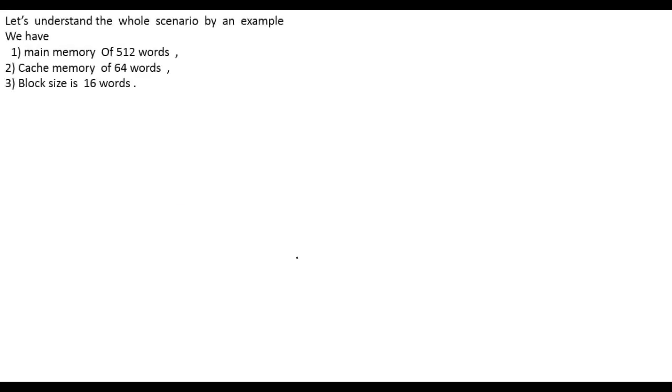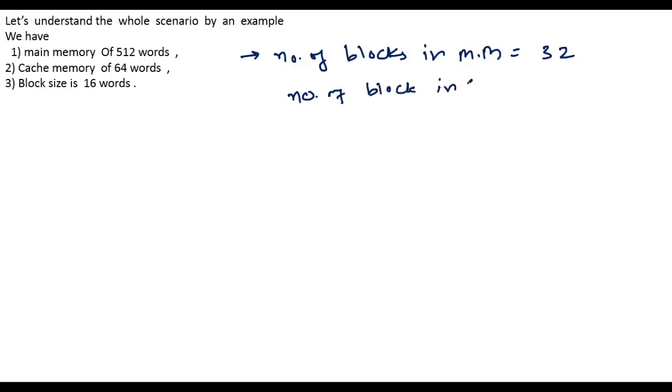So we have a main memory of 512 words, a cache memory of 64 words, and the block size is 16 words. That gives us the number of blocks in main memory, which would be 32, and the number of blocks in cache memory, which would be 4. So these are the number of blocks in main memory and cache memory.